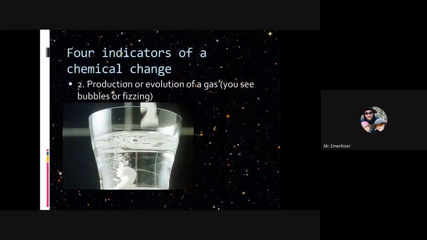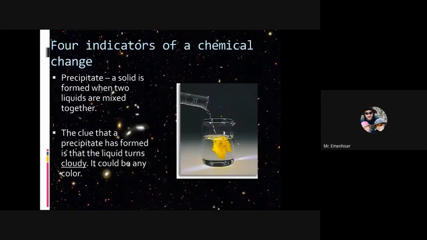All right, if you produce bubbles or fizzing, you're making a new substance, and so that's a chemical change. If you mix two liquids together and form a precipitate in a precipitation reaction, then that is a chemical change because you're making a cloudy new substance. So this is a colorless liquid. This is a colorless liquid. You mix them together and voila, you get this yellow, cloudy, solid looking stuff. So if you get that, it's called a precipitate, and that's a chemical reaction because you're forming a new substance.